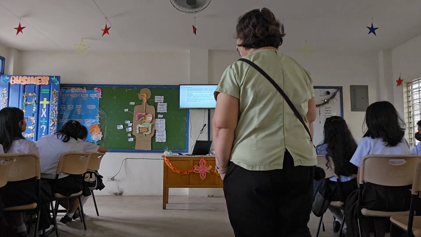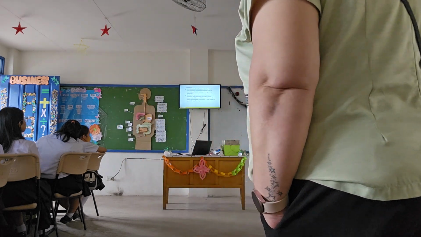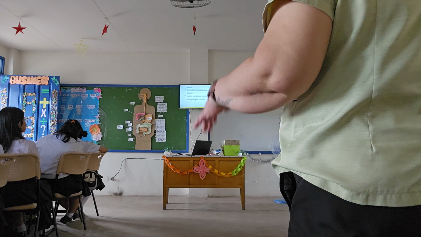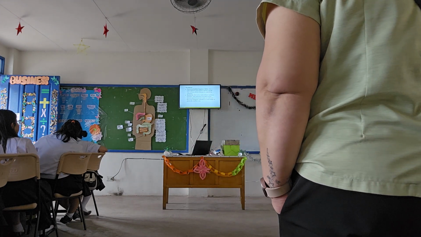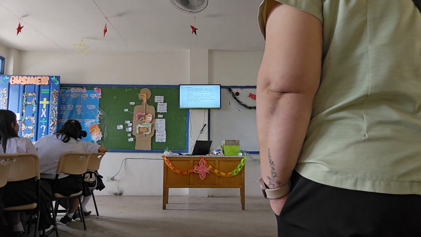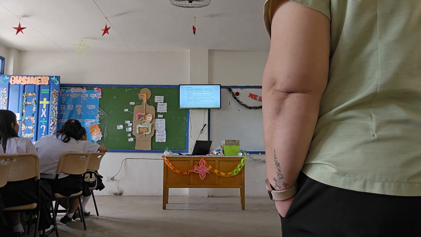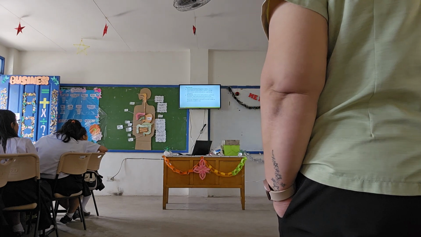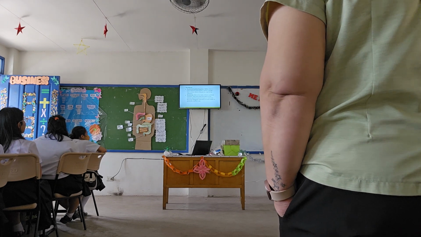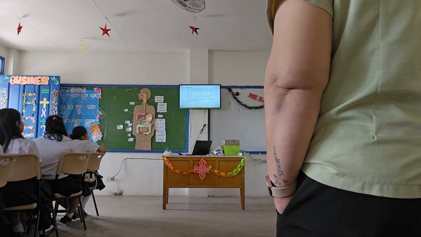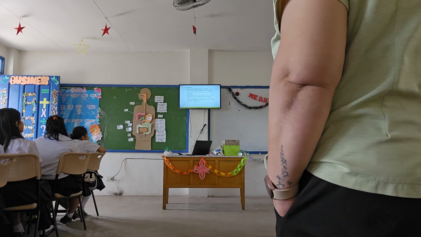How about the last one? Can you please read? Biodiversity refers to the variety of life in a particular ecosystem. Risks associated with GMOs include concern about the potential impact on biodiversity due to the widespread cultivation of genetically modified crops. Very good.